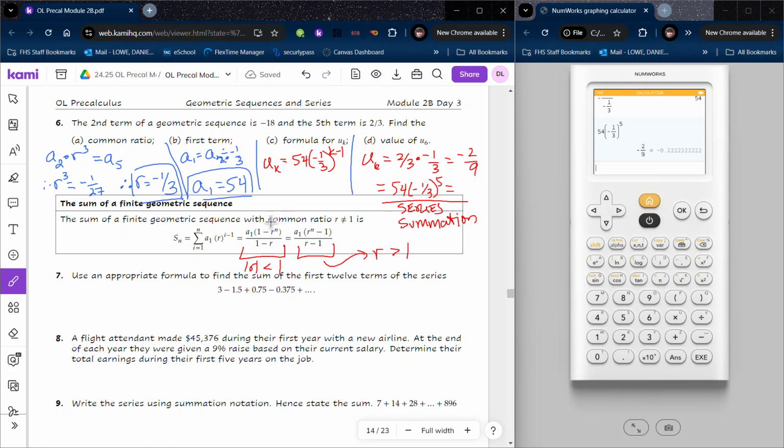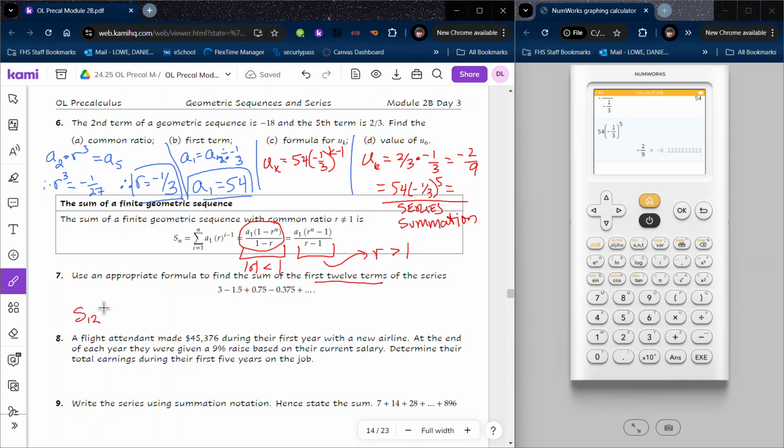Now, of course, you could always use the same formula, and all this would do is, if r was greater than 1, give you negative numbers that you are working with, whereas this one, if r is greater than 1, you'll be working with positive numbers. So as an example, if r were equal to 3, 3 minus 1 is positive, but 1 minus 3 is negative. So let's use an appropriate formula to find the sum of the first 12 terms.